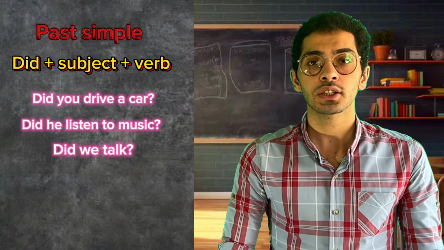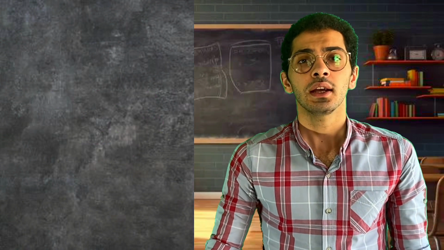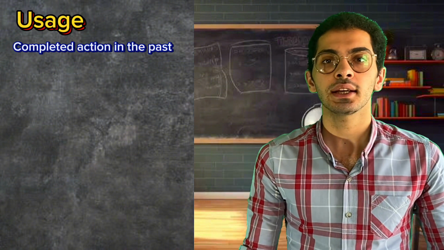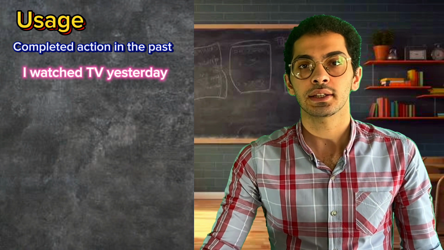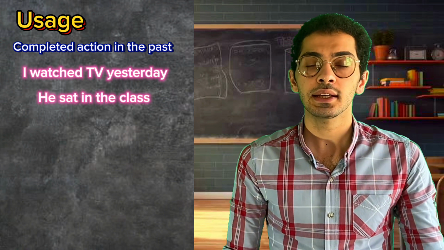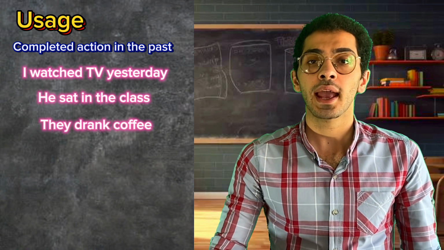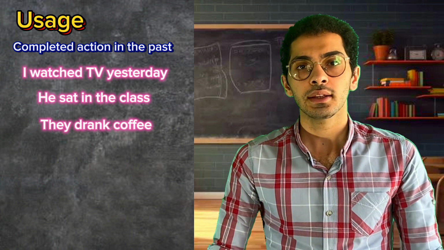Let's move to function of it. First one, it is completed action in the past. For example, I watched TV yesterday. He sat in the class. They drank coffee. Yeah, that was all for it.